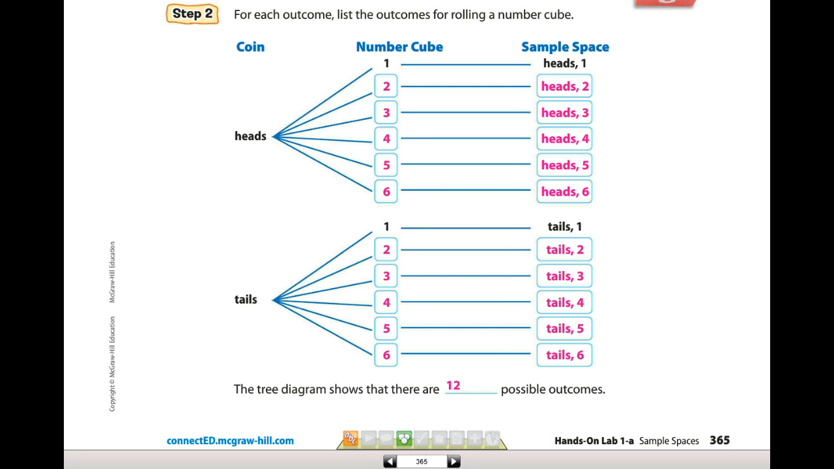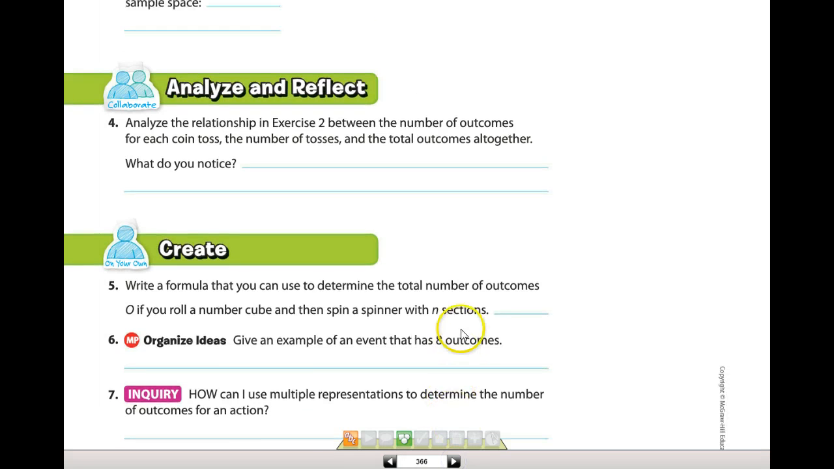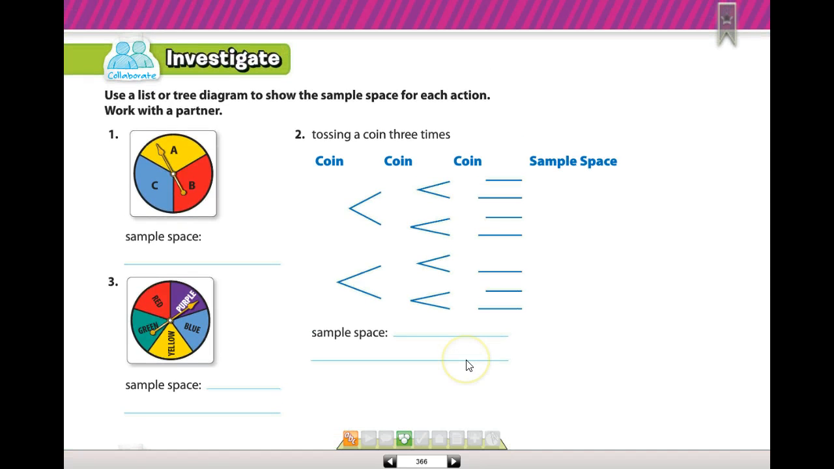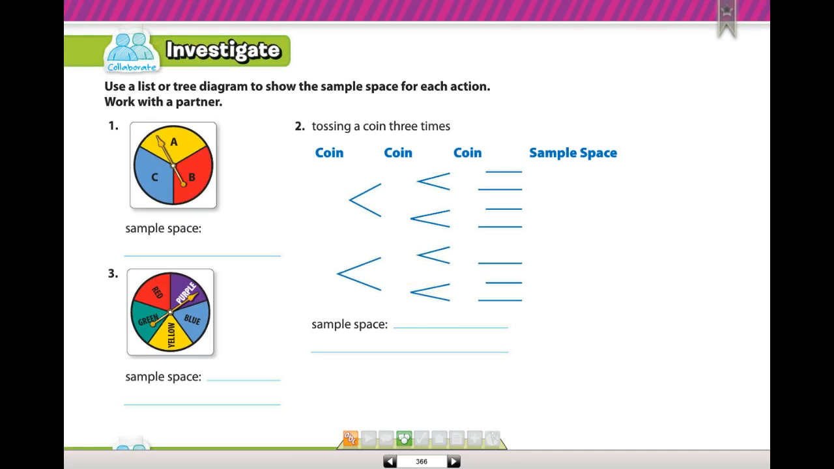Now, let's go ahead and work on creating our own and discussing this further on the back of this page, on page 366. So let's flip the page over and go right to the top. On the top, we're going to be focusing on these 3 investigation questions. It says use a list or tree diagram to show the sample space for each action. You'll be working with your partner for this.